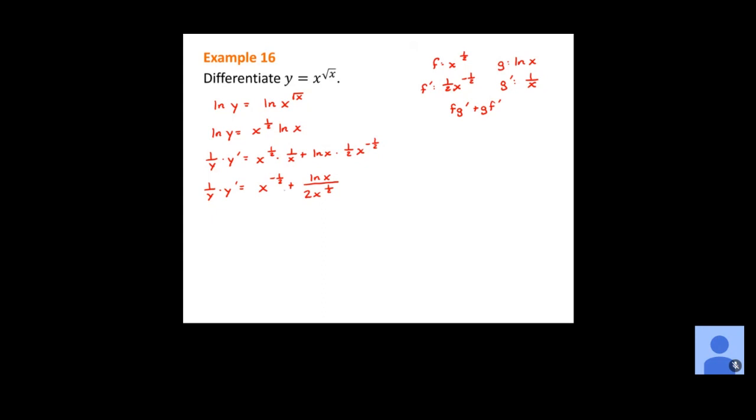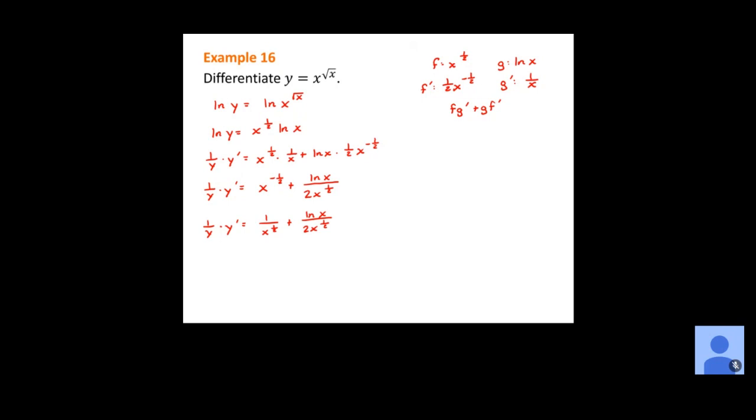And again, if you want to move this x to the 1/2 to the denominator, you have 1 over y prime, 1 over x to the 1/2, or square root of x if you want to write it that way, plus natural log of x over 2x to the 1/2.